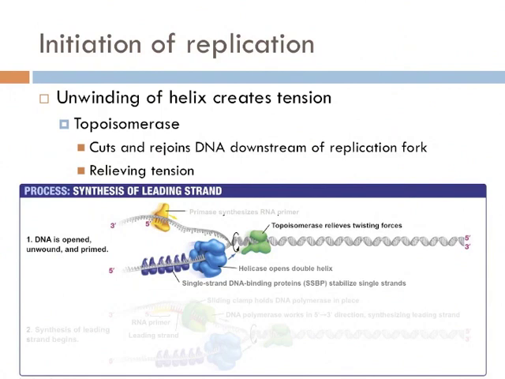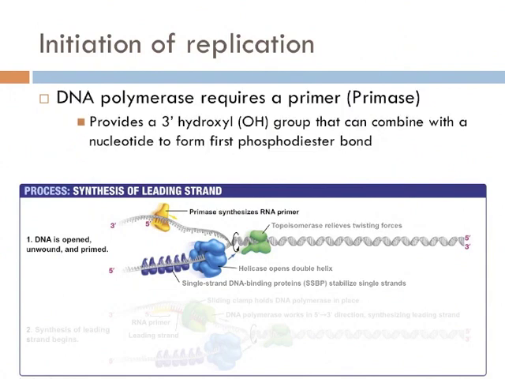In the last step of initiation, the DNA polymerase is primed. A special protein known as primase starts the process of replication by providing a 3' hydroxyl group that can bond with a nucleotide in order to form the first phosphodiester bond. Now DNA is ready to be replicated.